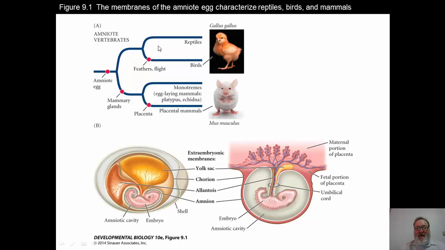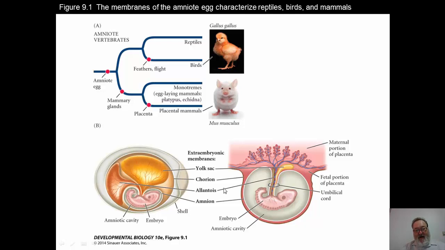Now, as you can see, the mouse is an amniote. We've discussed earlier the chicken, which is also an amniote, along with reptiles. The mouse is an amniote. It's also a mammal, of course. There are a couple of branches of mammals. There are the monotremes, the egg-laying mammals, and there are the placental mammals, and we'll concentrate on the placental mammals.